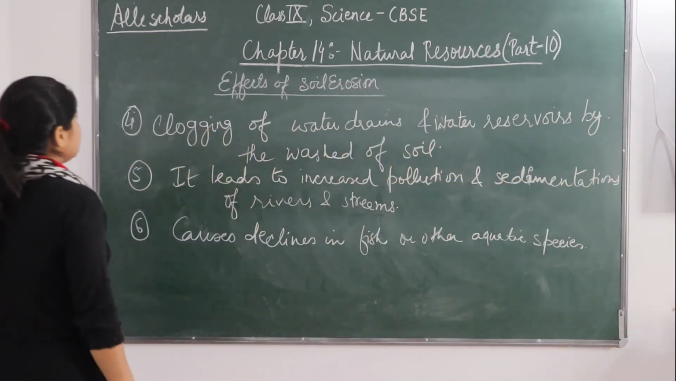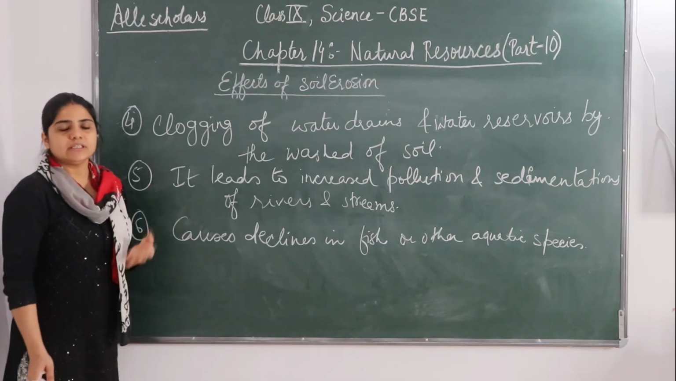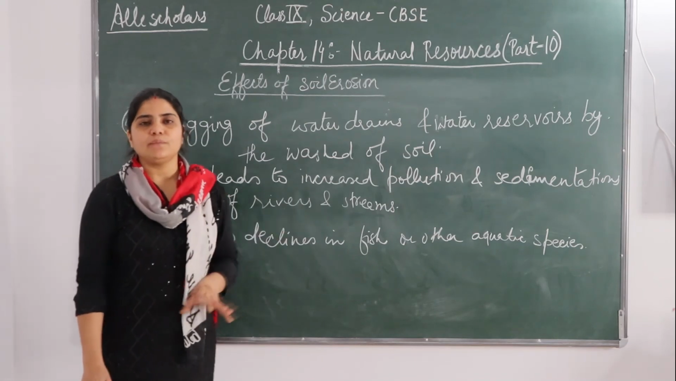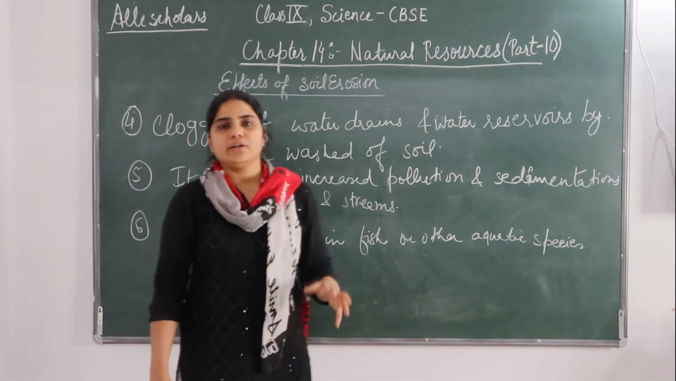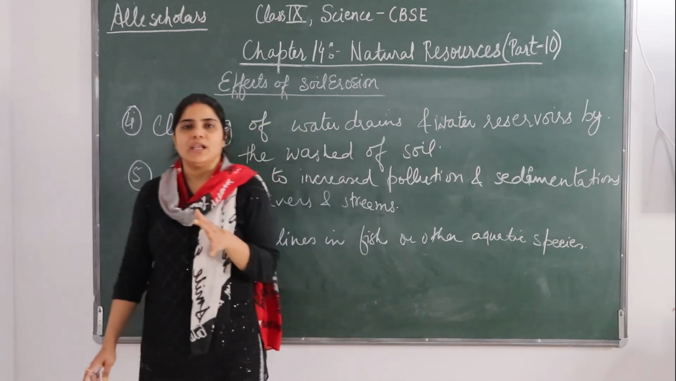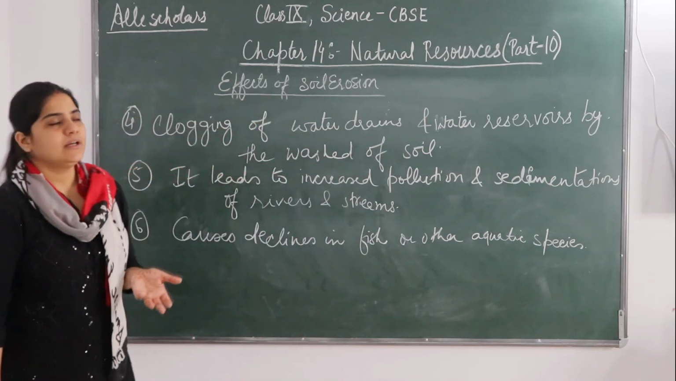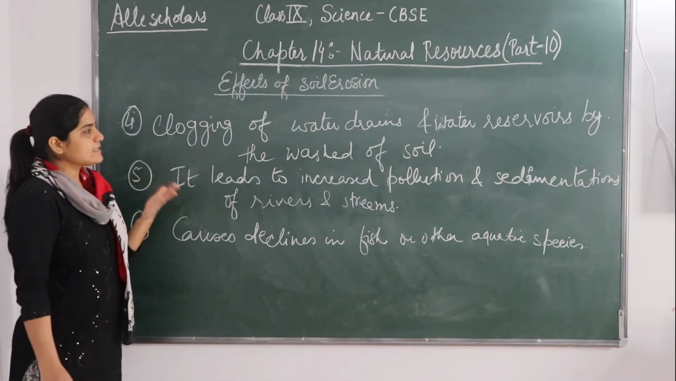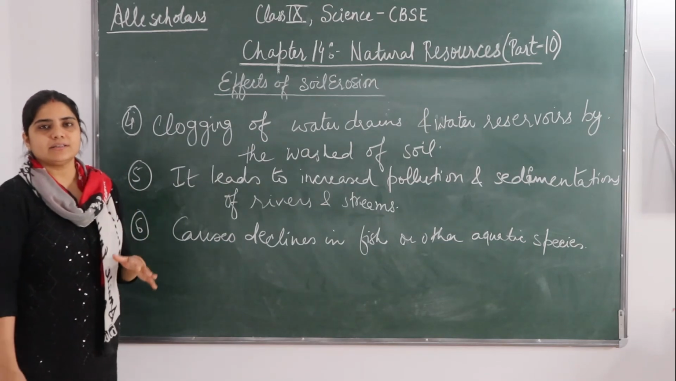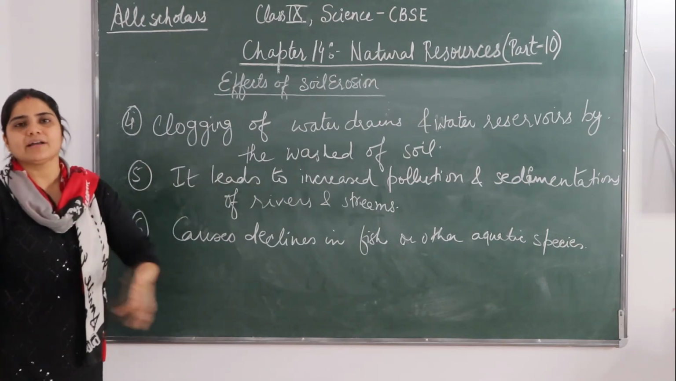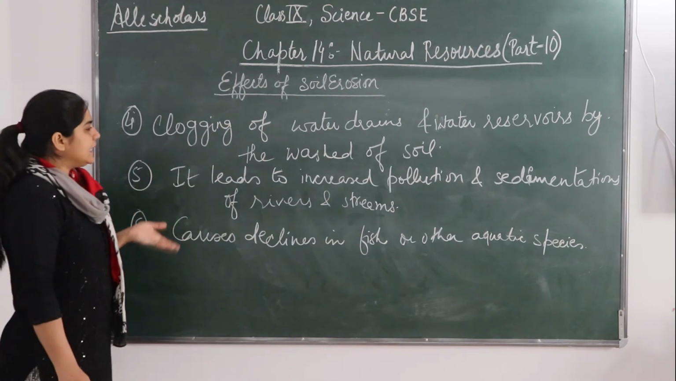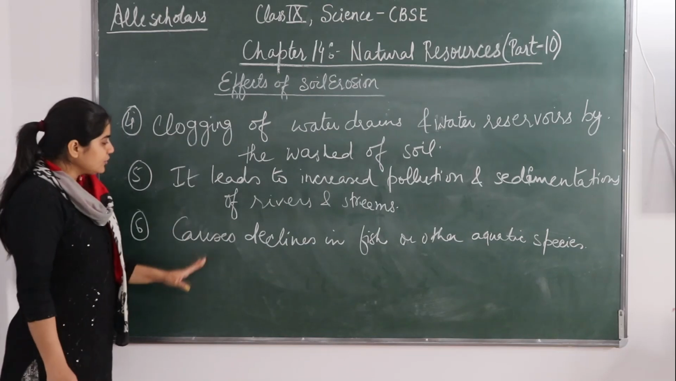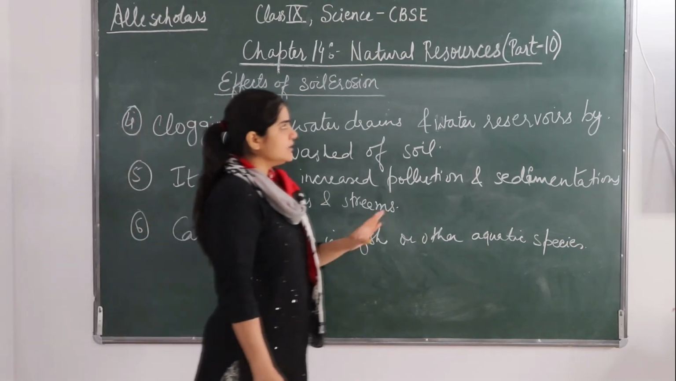So this was all about the effects of soil erosion. The biggest effect of soil erosion you have seen is the removal of the topmost layer, which is going to reduce the fertility of a soil. And landslide is also very common. Compactation of soil is there. Clogging of water drains and water reservoirs block कर देता है, क्योंकि जो mud होती है, जो soil होते हैं, वो आगे इसमें भर जाते हैं. It leads to increased pollution, sedimentation of rivers and streams, and it causes declines in the fish and other species.